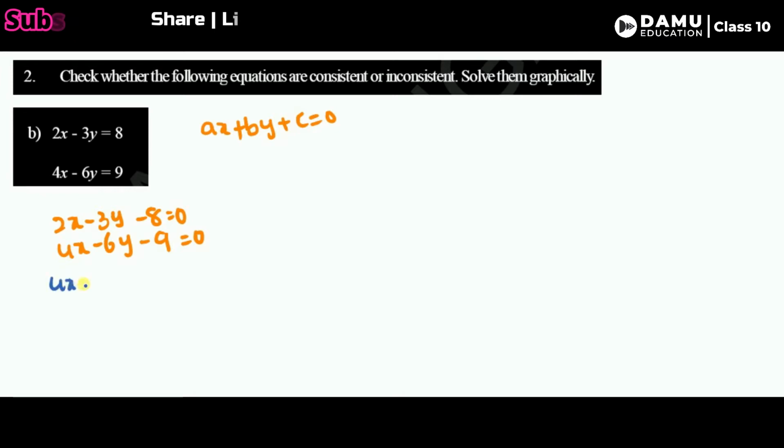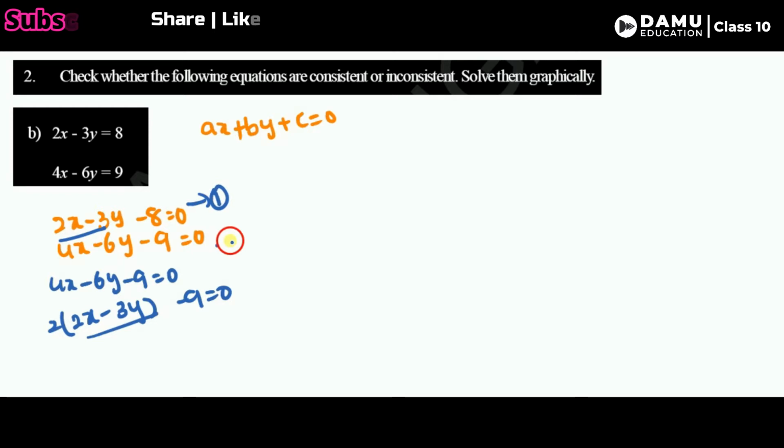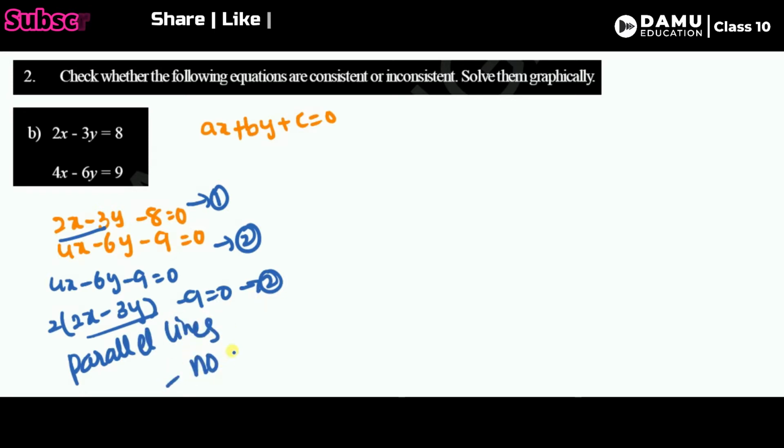So let's take this as the equation, 4x minus 6y minus 9 we are writing. Let's take common of 2 here: 2x minus 3y minus 9 will be equal to 0. So it is looking like 2x minus 3y, 2x minus 3y, as in the first equation. Let's take this as equation 1 and this as equation 2. So it is only the constant that is multiplied by 2. So it is parallel lines. If it is like this, then we can say parallel lines. But for this, there is no solution.